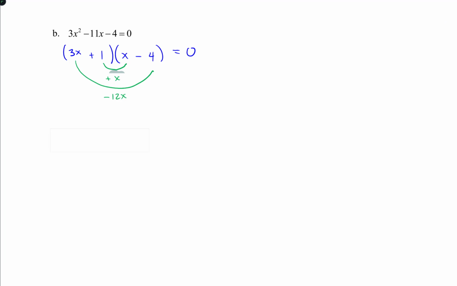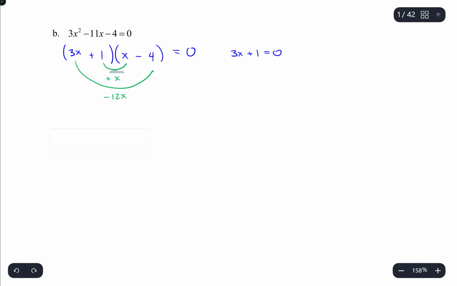So just to double check, 1 times -4 would give me -4. And then this middle term is adding up to -11. 3x times x gives me 3x squared. So that's great. Now, I just need to use the zero factor property, set each of these factors equal to 0, and continue solving. These are both linear equations now.